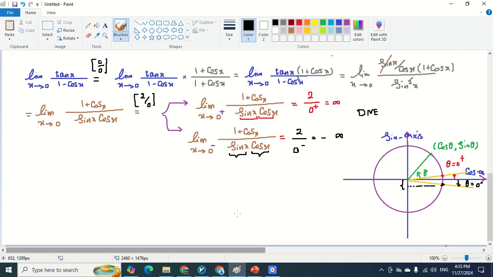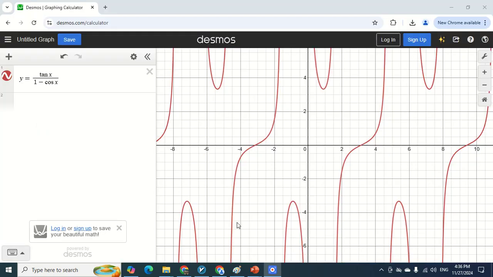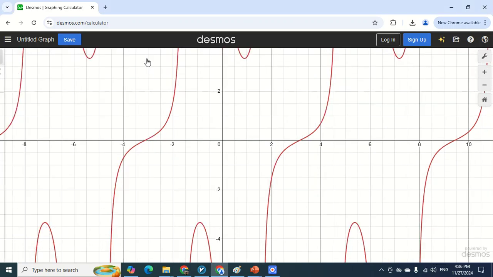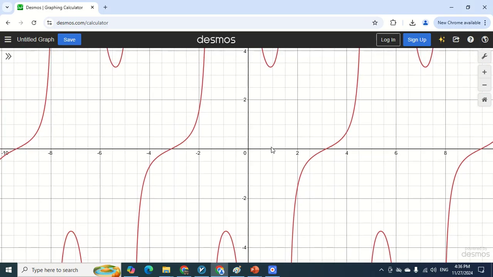So it's not a bad idea to take a look at this function in a diagram in two-dimensional space. Again, I just used the Desmos website to sketch the function. Simply write the function here, y equals tangent x over 1 minus cosine x, and you can see the situation.